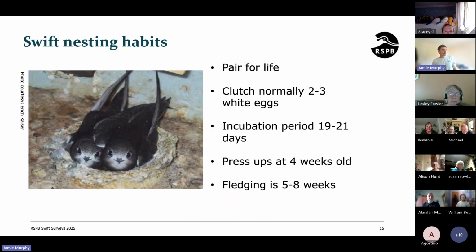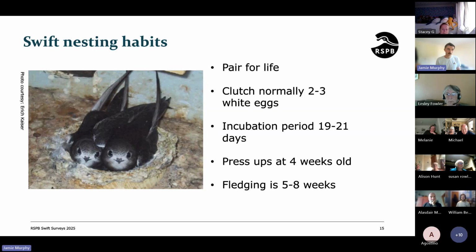So what about their nesting habits? If both of the adult swifts survive, they will usually pair for life. And when they nest, they lay a clutch, which is one attempt of laying eggs, of 2 to 3 white eggs. It then takes about 3 weeks roughly for them to incubate the eggs before the chicks start hatching. And then, interestingly, fledging, which is when the birds are ready to leave the nest and fly for themselves, has quite a big range there, 5 to 8 weeks.